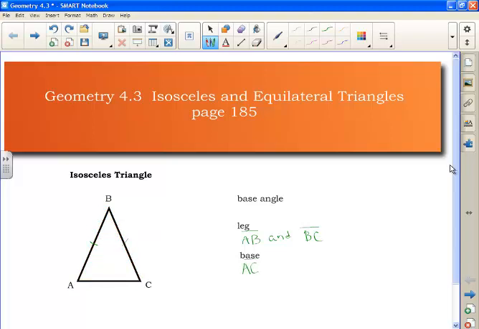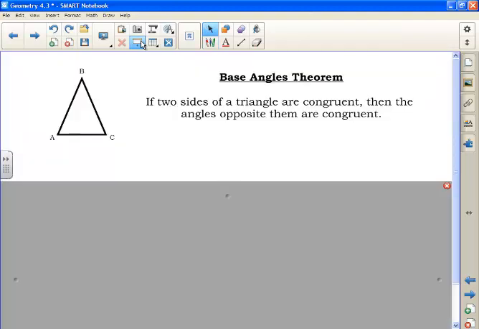The angles on either end of the base that are made by the base and one of the legs are called the base angles. In this triangle, that would be angles A and C. So now that you know some of the basic terminology associated with isosceles triangles, we can talk about a couple of theorems. The first theorem is the base angles theorem. This theorem says that if two sides of a triangle are congruent, then the angles opposite them are congruent.